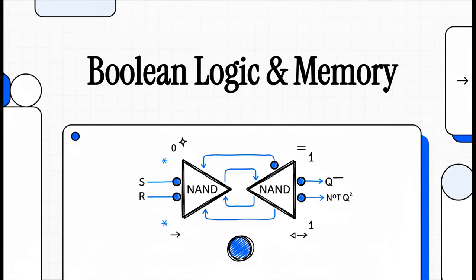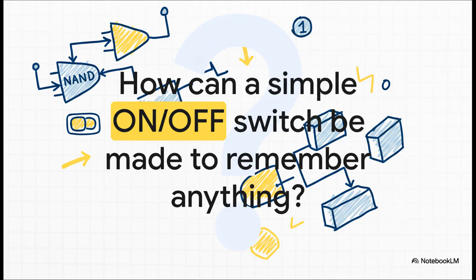All right, so today we're going to tackle a really cool concept. We're going to go from a simple single switch all the way to the very first spark of computer memory. Let's get into it. So let's start with the central puzzle, right? How can a simple switch, something that's just on or off, be made to remember anything?